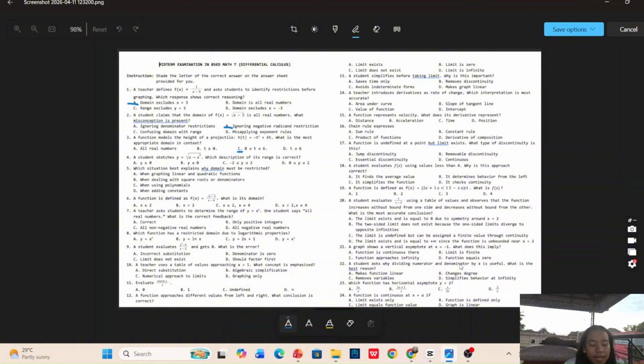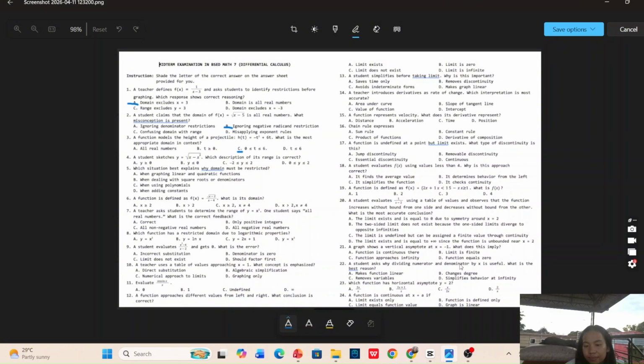It's because simply a vertical asymptote means the function approaches infinity. So that is what a vertical asymptote implies. It doesn't happen just at negative 1, but also at other values, and it simply means the function approaches infinity.